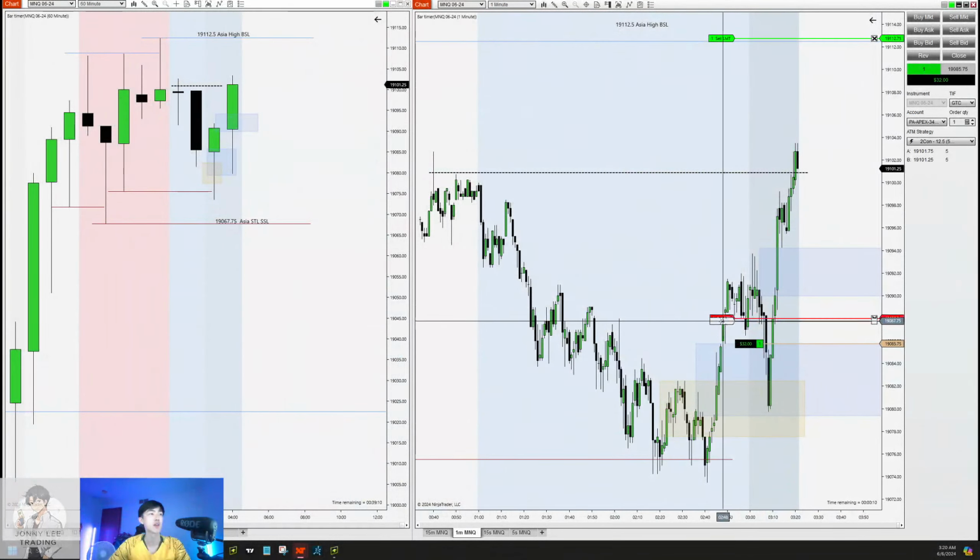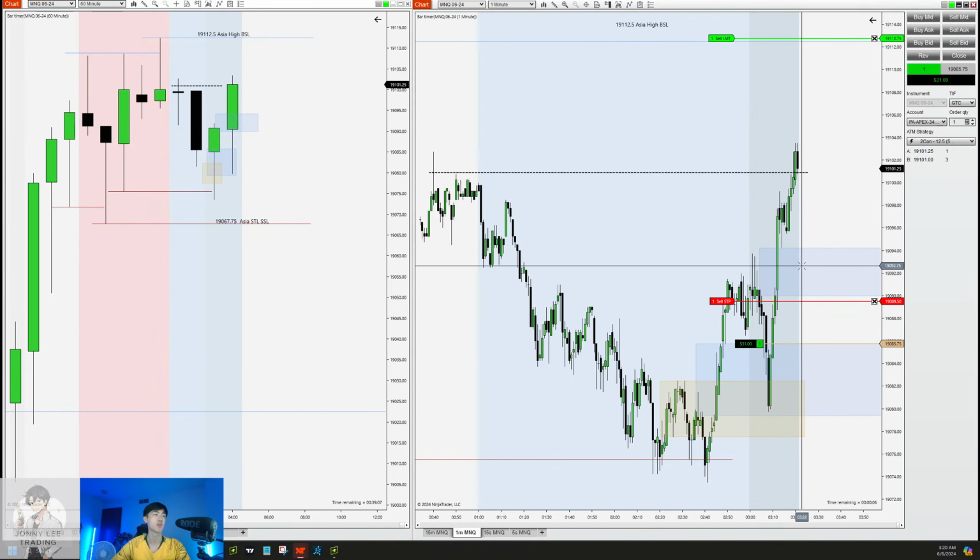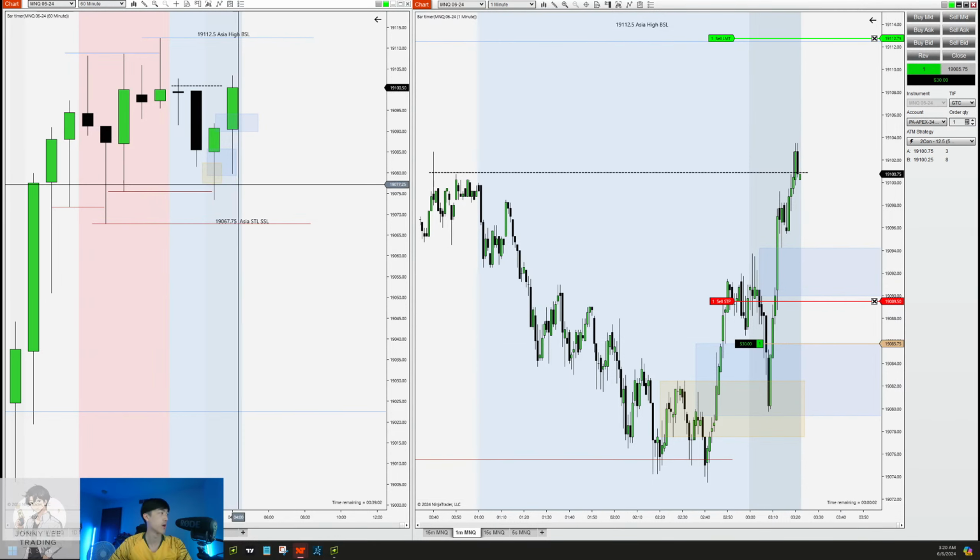So I actually can move my stop loss to just below that bullish breaker, because if we fall below that, then we're going to likely tumble down into this Asia low.